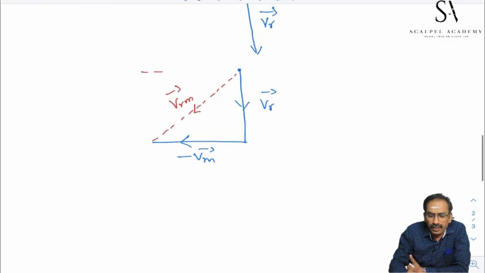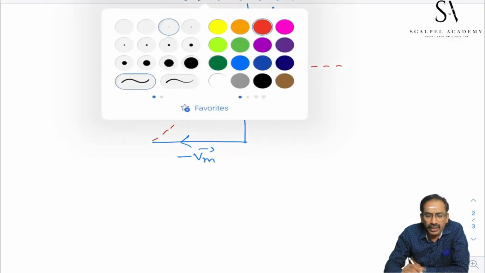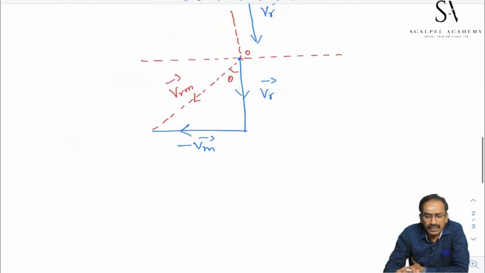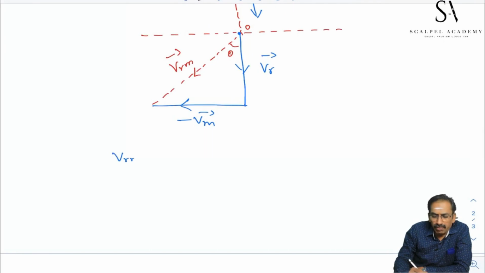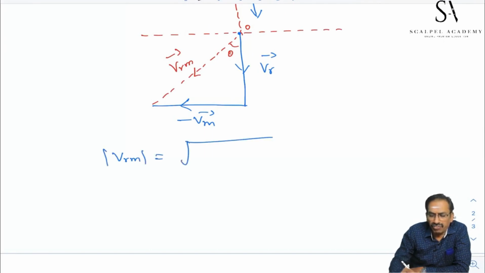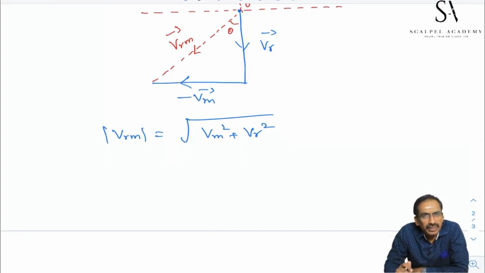Remember, this is minus Vm direction, this is the x-axis, this is the vertical direction, this is the origin. Could you understand what is the direction of Vrm? It makes an angle theta with the vertical. Now let us calculate the magnitude of Vrm as well as its direction, the angle with the y-axis. The magnitude of Vrm vector is equal to the square root of Vm square plus Vr square, because the angle between Vm and Vr is 90 degrees. This is the magnitude of the resultant.